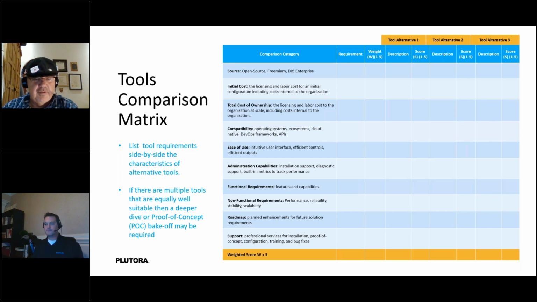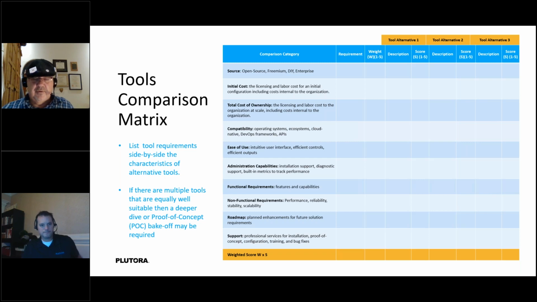Sure. So unless you've really fixated on one particular tool, which sometimes you've already got a pretty good idea, if you're going to be comparing tools, it's a good idea to look at all the major criteria for comparison, which is more than just the technical things we talked about in the last slide. How are you going to deal with maintenance and support? The source of the tool is going to be a factor there. If it's open source, you're going to have to be part of the open source community. If it's freemium, you may have less commercial support available. If it's DIY, you're doing it all yourself. Enterprise, of course. So these are just other factors that need to be considered beyond just the technical capabilities.